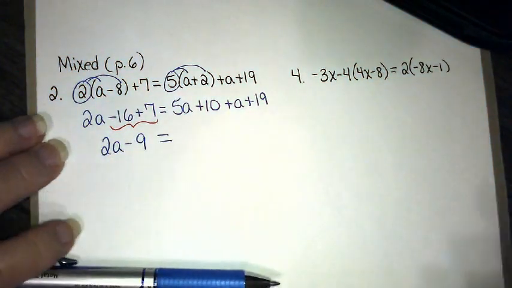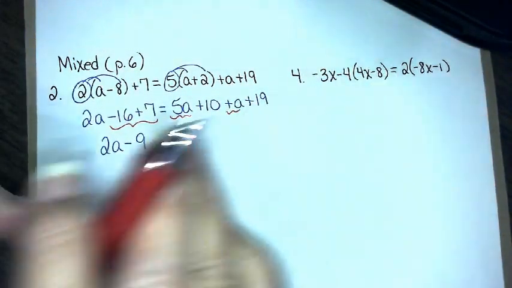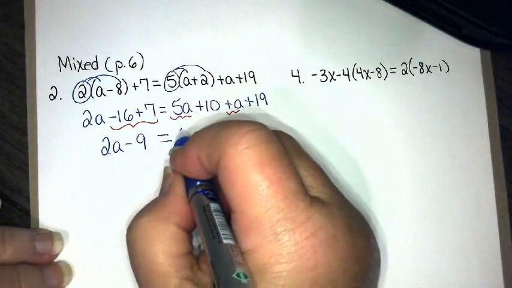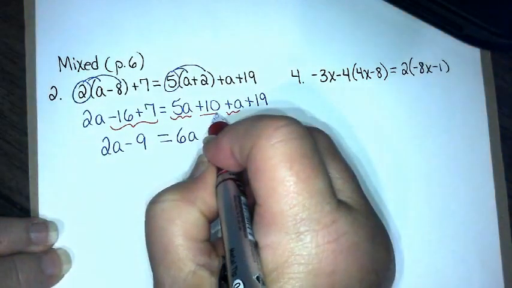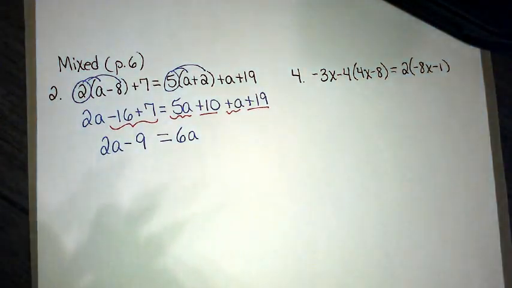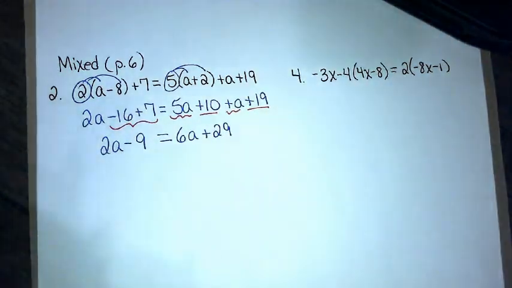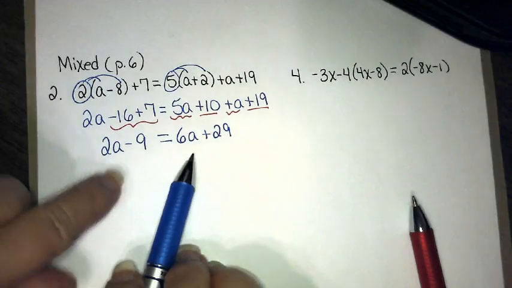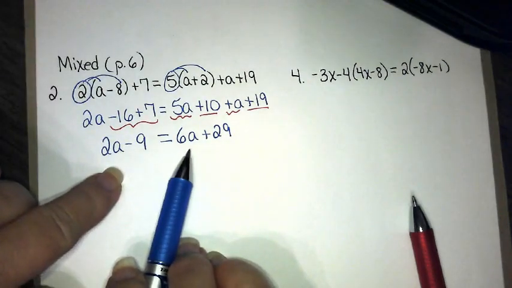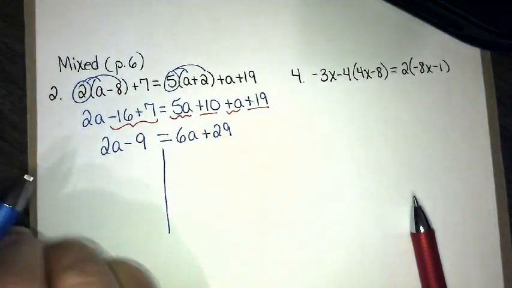And on the right side, I've got 5a plus a. That's going to give me 6a. And then I also have positive 19 and positive 10. So I'm going to add those together and get positive 29. Now from here, I'm in the same situation as I was in the previous lesson. I need to get all my variables on the same side and all my numbers on the opposite side.